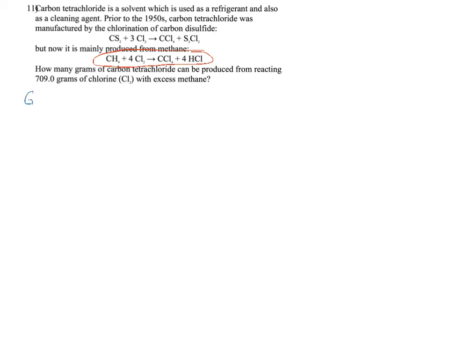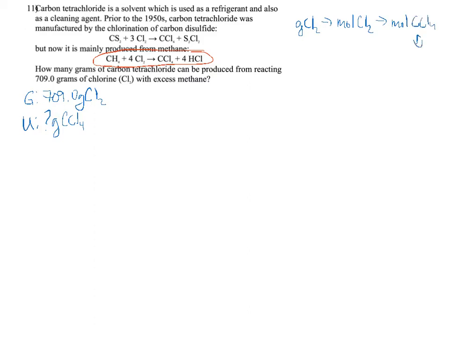Givens. We know that we have 709.0 grams of chlorine. We know that we're trying to figure out grams of carbon tetrachloride. Okay, so mole map wise, which I'm going to write up here so I have more room, we're trying to go from grams of chlorine, and then we can't go straight to grams of carbon tetrachloride. We have to first go into moles of chlorine and then go into moles of carbon tetrachloride, and then we can go into grams of carbon tetrachloride.